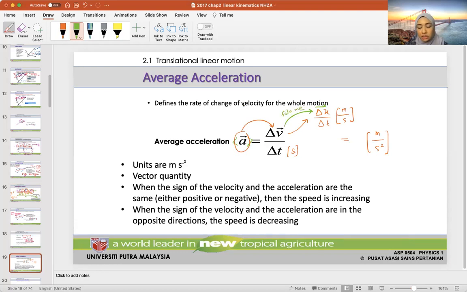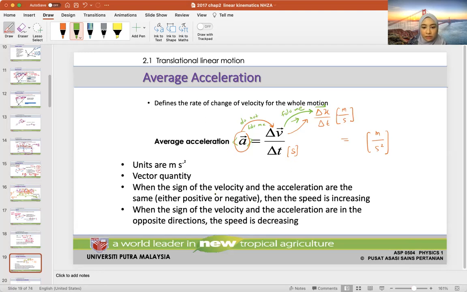Okay, tapi acceleration not necessarily. Velocity dia follow displacement punya direction. Acceleration tak semestinya follow velocity punya direction. Kita akan tengok nanti kenapa dia tak follow and kenapa dia follow. Okay, so average acceleration is the total change in velocity over the total change in time.